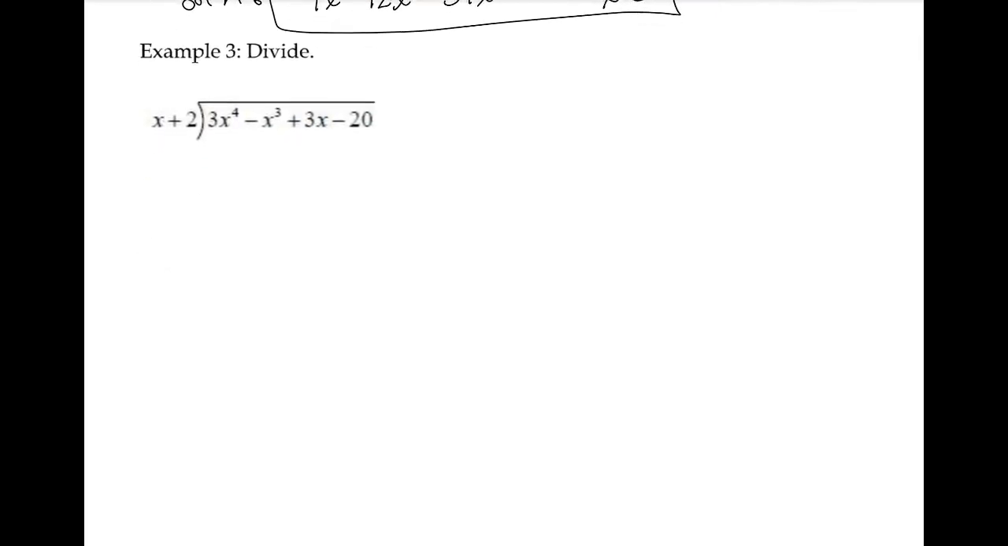Example 3 is much the same. First thing you want to do again is check the powers of your polynomial. So we've got 4, 3, 1, 0 as my exponents with x, which means I need something to stand in for my missing x squared. So you can pause the video now, give this a shot. I'm not going to walk through every step, but I will have all my work shown at the end, and I'll point out a couple key things.